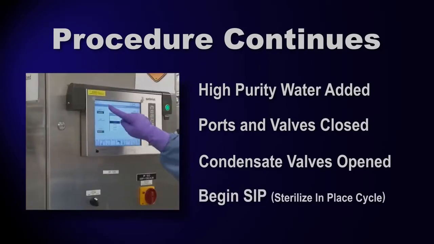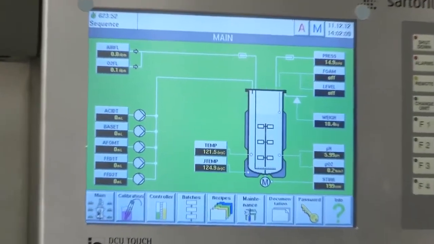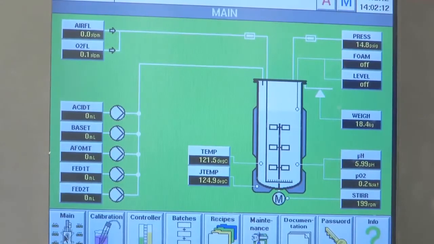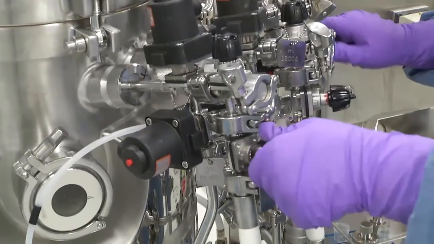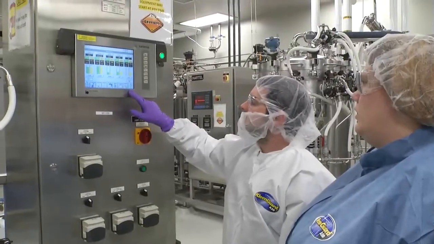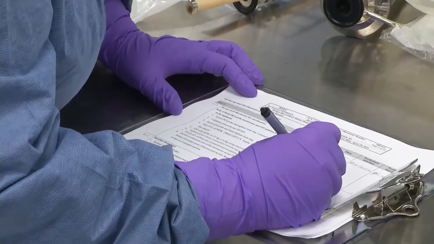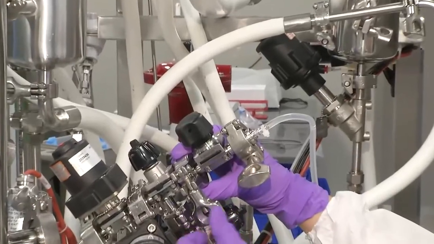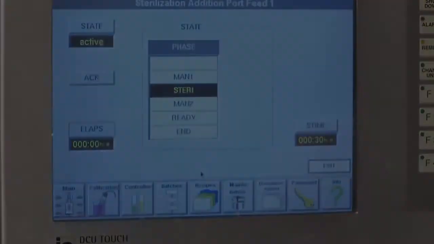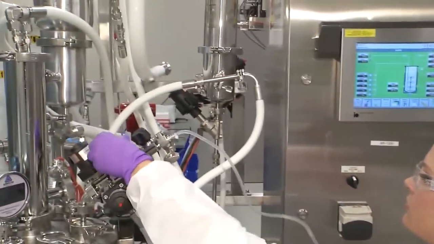And the bioreactor begins an SIP, sterilize in place cycle. The target for sterilization is 121 degrees Celsius for 30 minutes. As soon as the temperature climbs to the targeted temperature, the condensate valves are closed, and the SIP cycle completes automatically. Both the vessel and the media are now sterile, and we're ready to add the final ingredients to our media. The glucose hose is attached to the vessel, the connection is steamed to sterilize it, and the separately sterilized glucose antibiotic solution is pumped into the vessel.